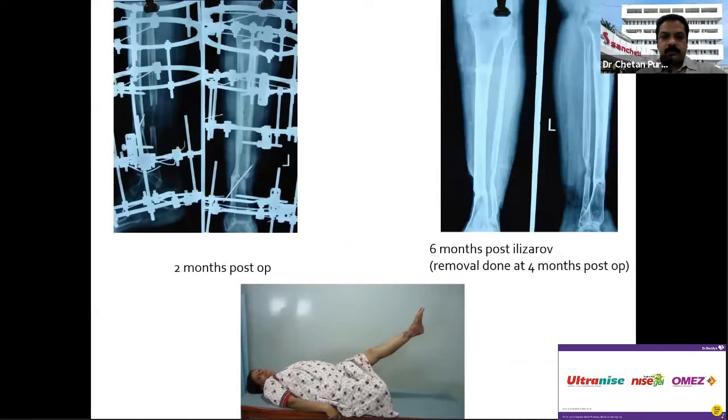So at 2 months again, you see one wire is loosened out, the other one is still there. And at 6 months, the fracture is united. Even the fibular cuff that was resected has regenerated. You can see the skin condition. The entire foot and ankle area is just skin graft. There's no soft tissue there.